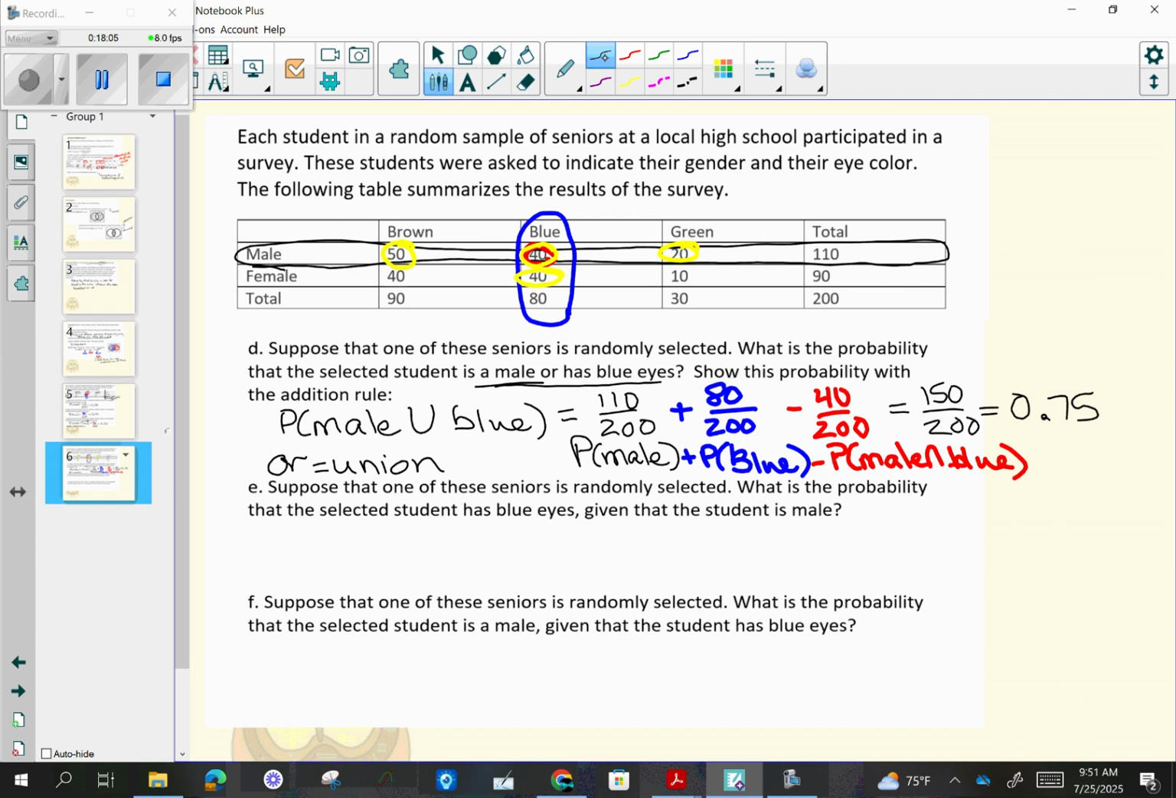All right, the next one. Suppose that one of these seniors is randomly selected. What is the probability that the selected student has blue eyes given the student is male? Now that given word changes our situation a little bit. In all of the other ones, it was a randomly selected senior. It was out of everyone. But now we know that the person is male. It's not taken out of anyone anymore. So the probability notation for that changes a little bit. We want blue eyes. And then given is just this bar, given that they're male.